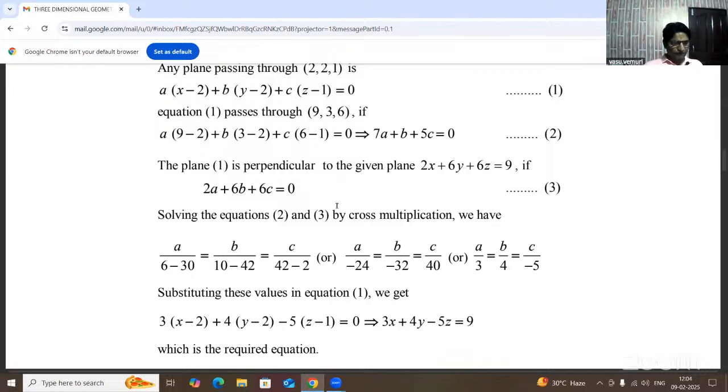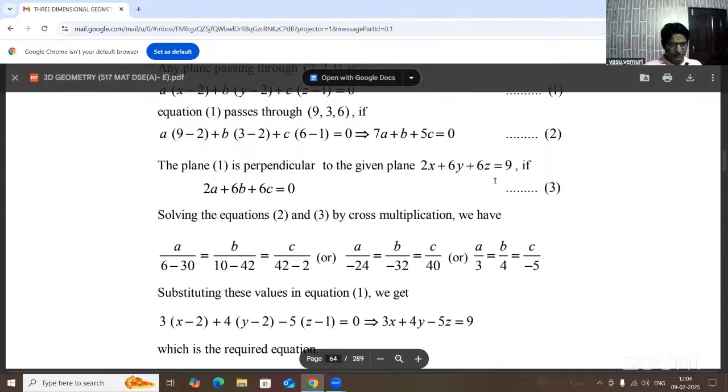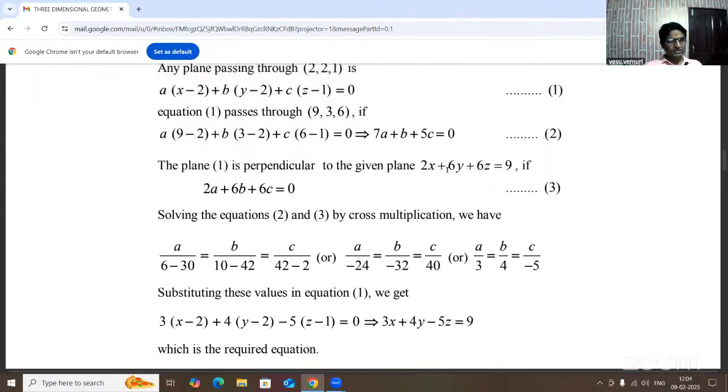Okay. Now after the simplification, we are getting the A value as 6 into 6, 36. Okay, 6, 6, 2, 6, and again this is 6, 6, 2, 6. After the simplification, we are getting A by 6 into 1, 6 minus 30, A by 6 minus 30, B by 10 minus 42, C by 42 minus 2.